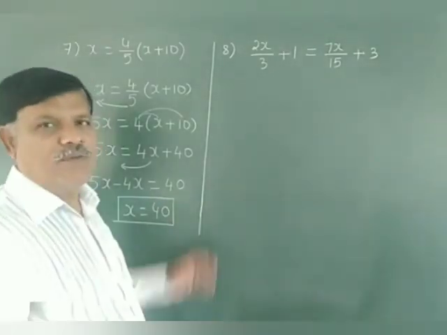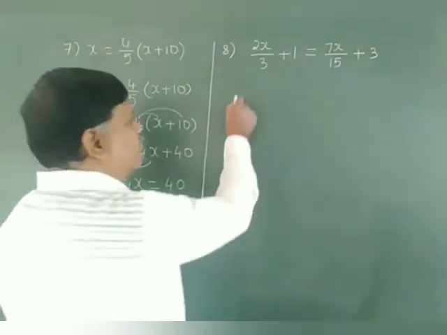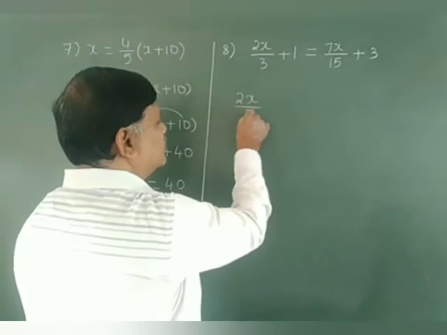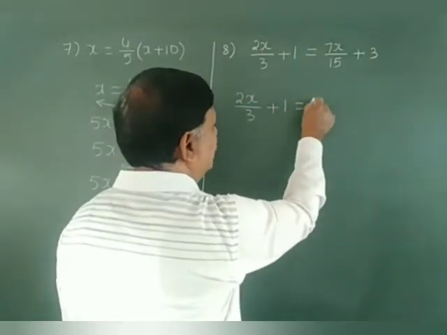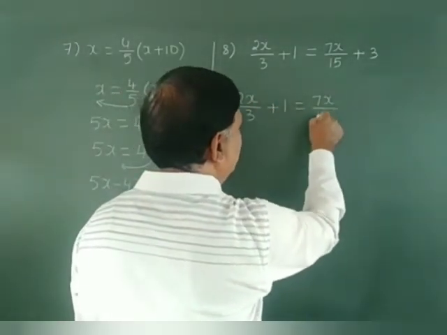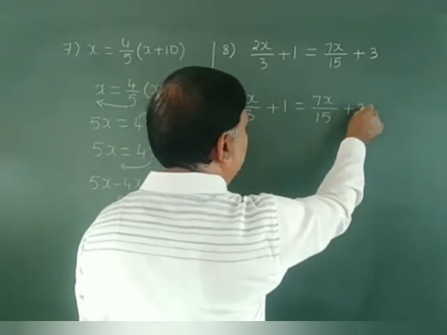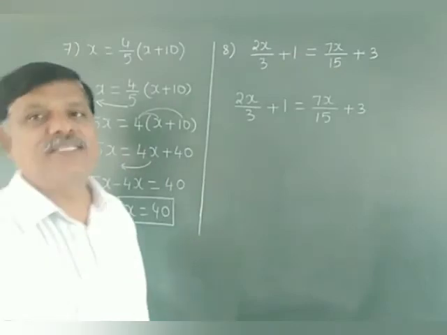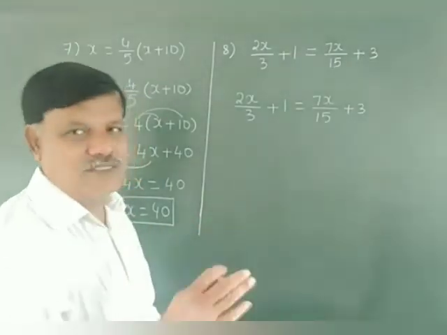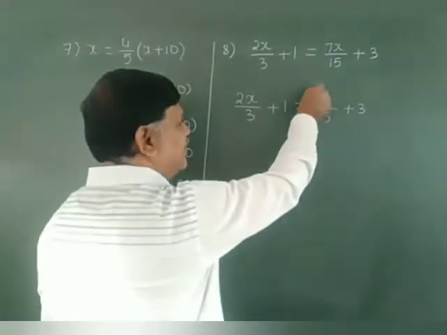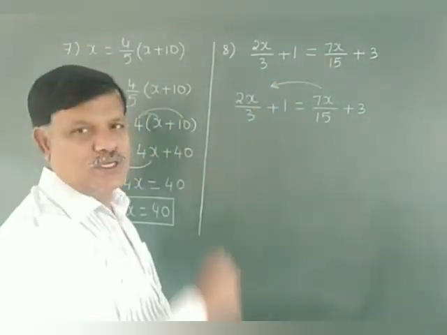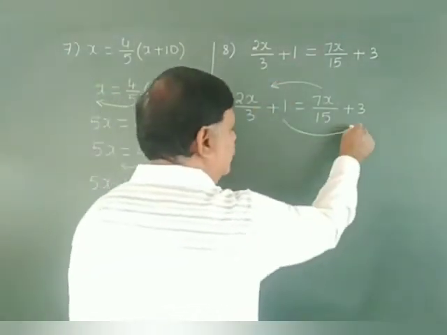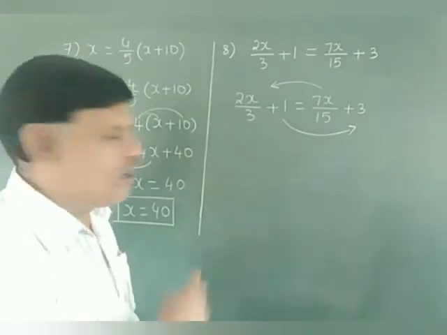Okay, now we move on to the 8th problem. Now you see here 2x by 3 plus 1 equals 7x by 15 plus 3. So here we have rational coefficients, but don't worry children, just transpose the terms first. 7x by 15 comes to LHS and plus 1 goes to RHS.